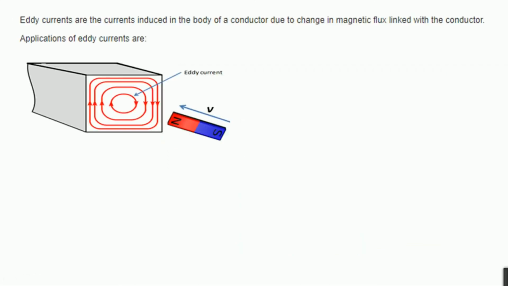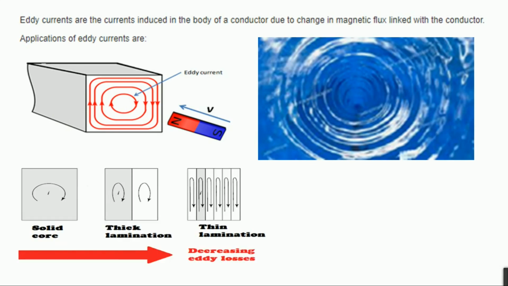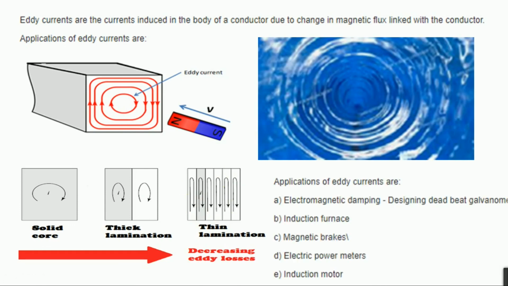So let's summarize the video. Changing magnetic flux through a solid conductor produces eddy current, and they are called eddy currents because they are similar to the eddies formed in water. Sometimes eddy currents are undesirable, so we can reduce the eddy current by laminated sheets. And these are the applications. So this is the end of the video.